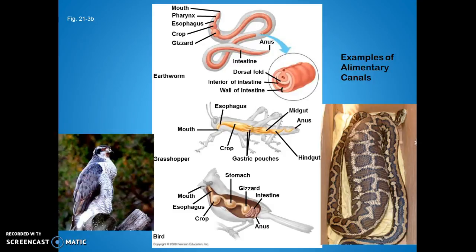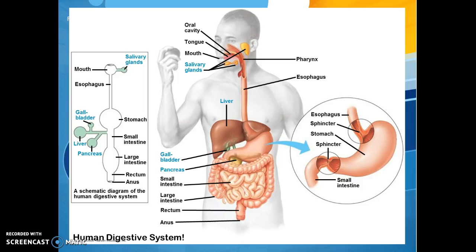Don't worry about protostomes or deuterostomes. That's not important. This gives you an indication of diversity of digestive systems. I wouldn't spend a huge amount of time on this slide.